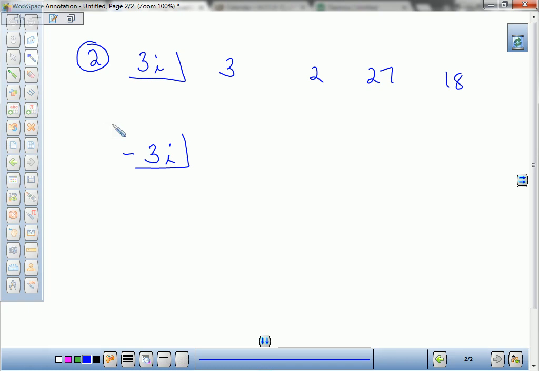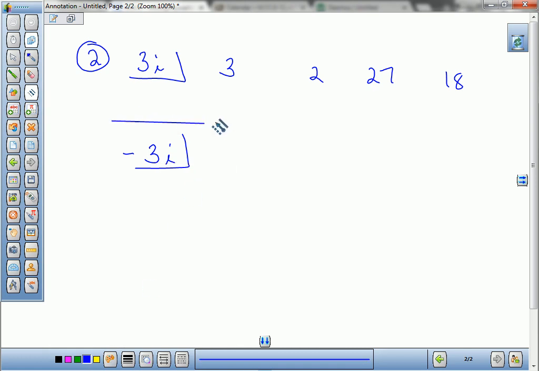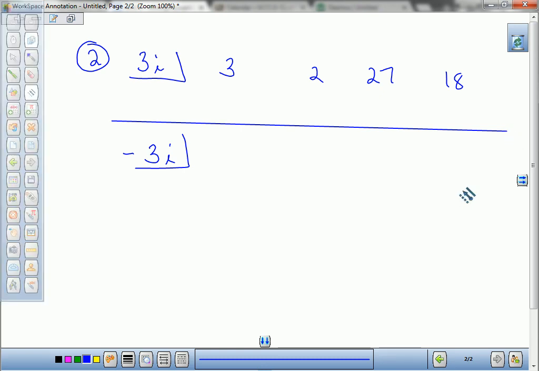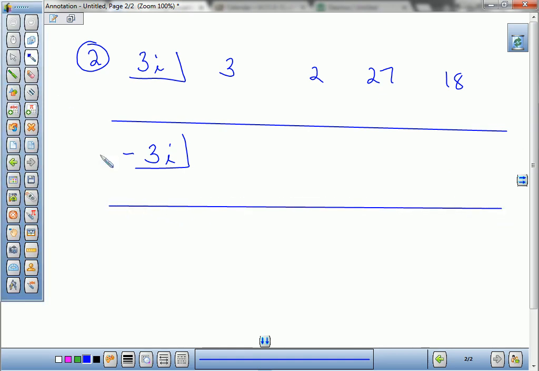I don't know if you can tell, but I spaced these out really far because I just need more room when I'm dealing with complex numbers. Is that almost straight? Okay. It's hard to do a straight line from this side. Okay. So here we go.